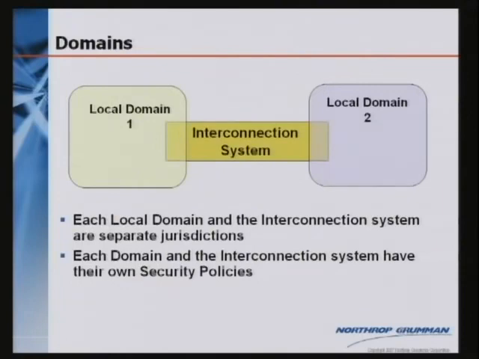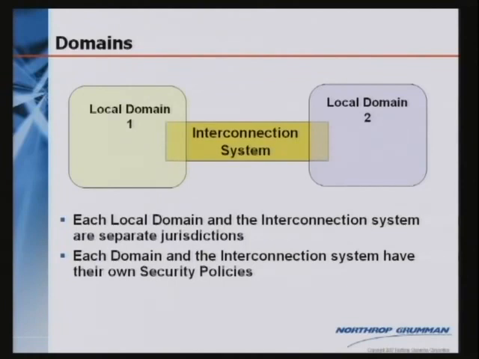And so to do that, we have to think about the different parts of the problem. And one part of the problem is, of course, the things that happen within each of the local domains. The other part of it is what happens in the interconnecting system. And the interconnecting system can be a VPN between the systems. It could be the internet. It could be an SSL session. It could be a variety of ways in which we communicate between the two domains. And we have to distinguish the security policies that apply to each one of these three different things.